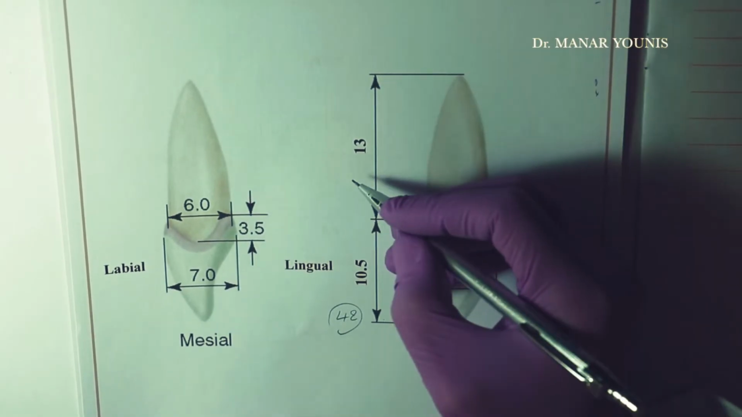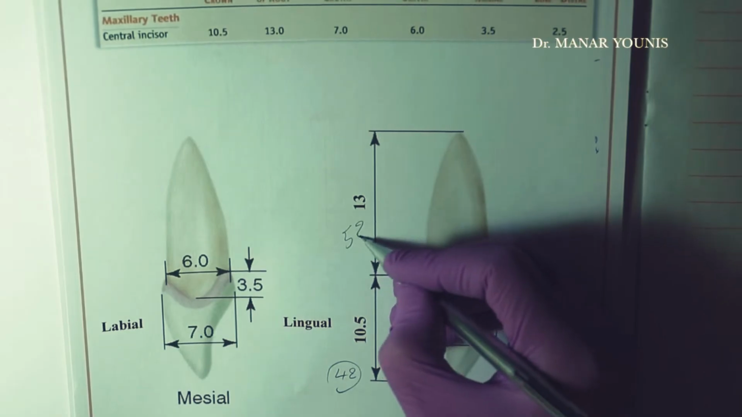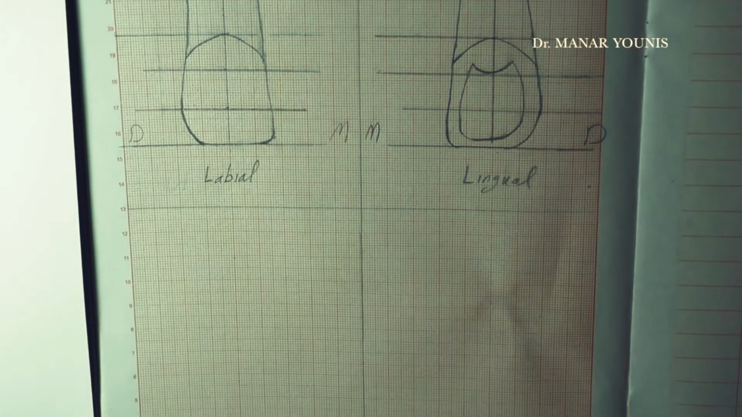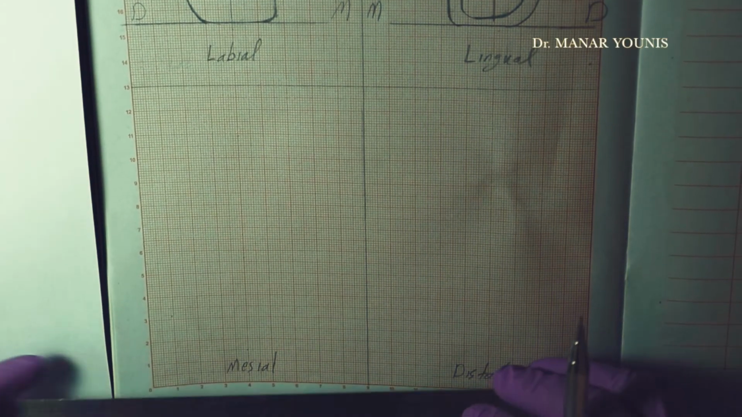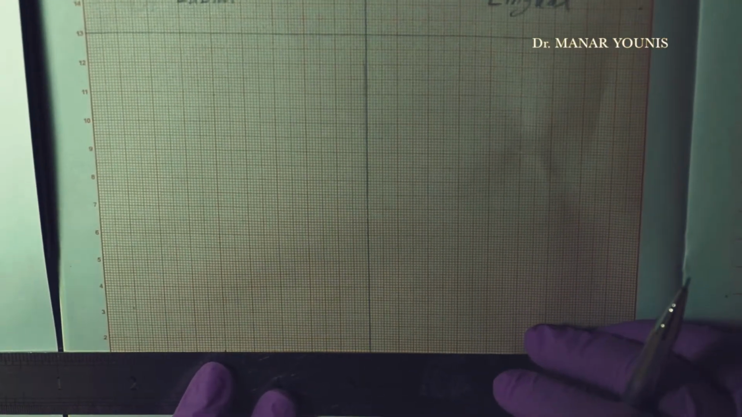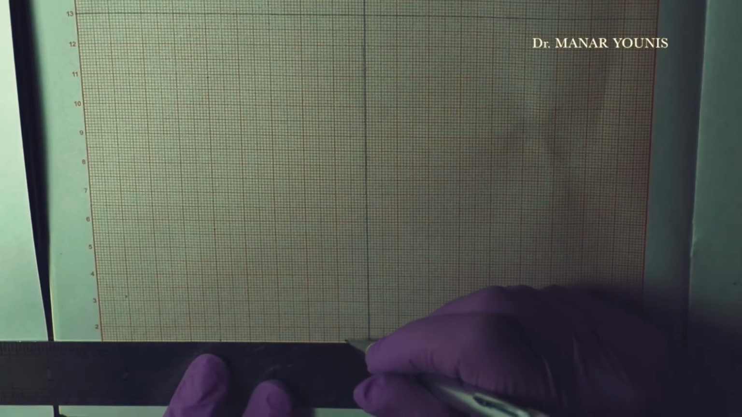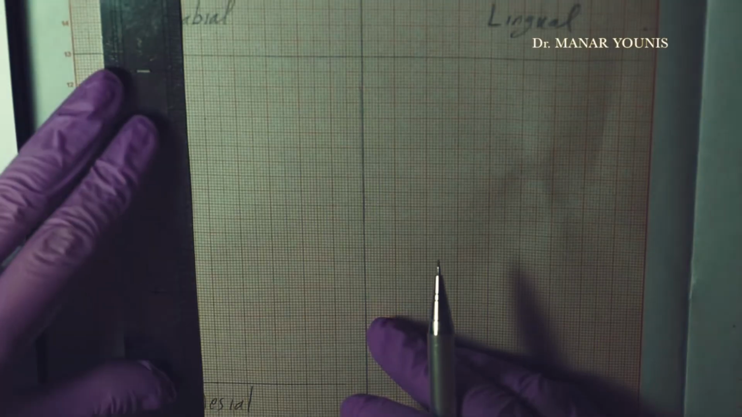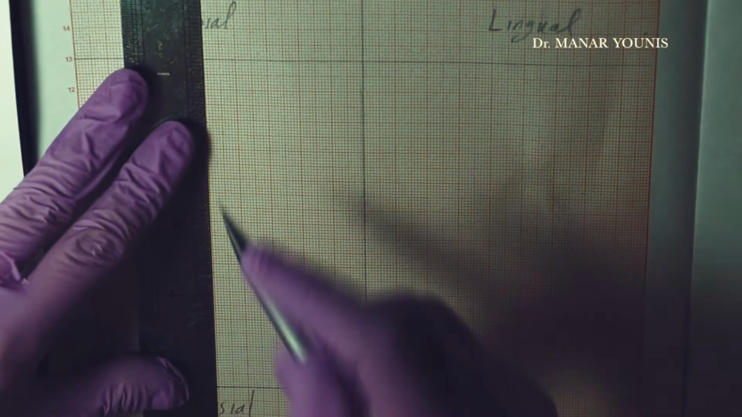And here I will measure 52. 13 multiplied by 4 equals 52. So this is the incisal reference line. Perpendicular to it I will draw the midline.